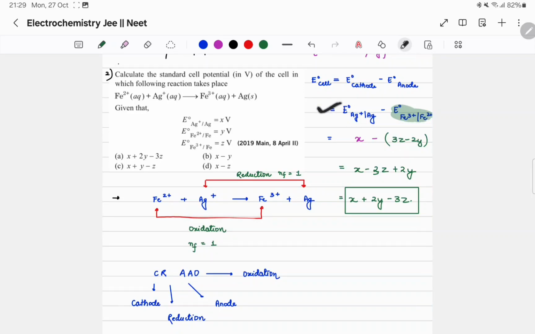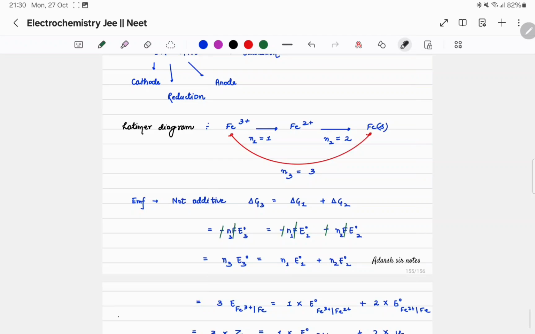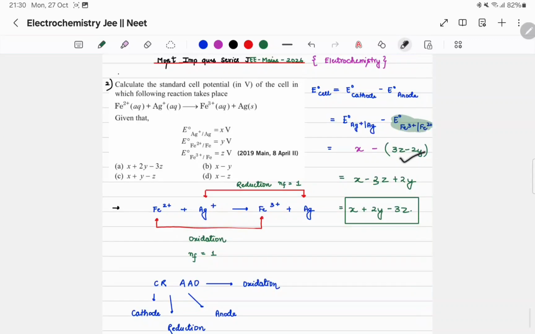That is the only key point: you have to always report SRP. For Ag+/Ag, the examiner has given the value X volt. I don't know the other value, so that is the main aim. For that, the Latimer diagram has been drawn: 3 to 2, 1 change; 2 to Fe solid, 2 change; and 3 to 0, 3 change. EMF we cannot add directly, but Gibbs free energy we can add. So delta G3 is equal to delta G1 plus delta G2. Then I put the values, took minus F common, and substituted the values. So this was about this question. Thank you so much.